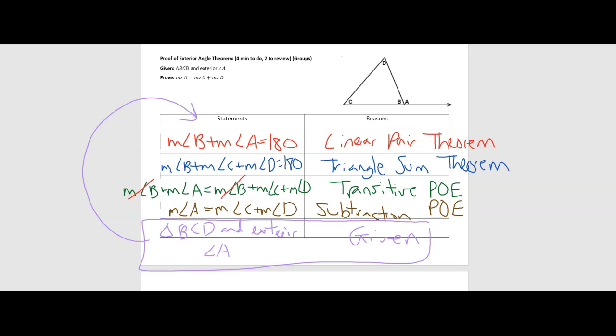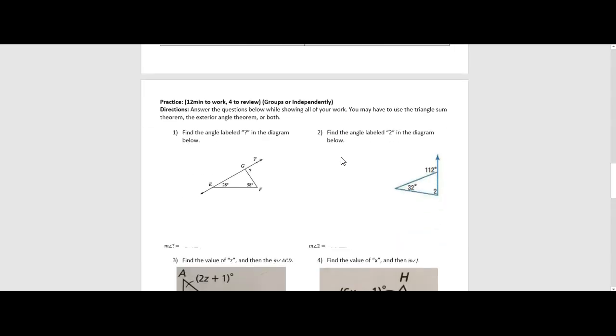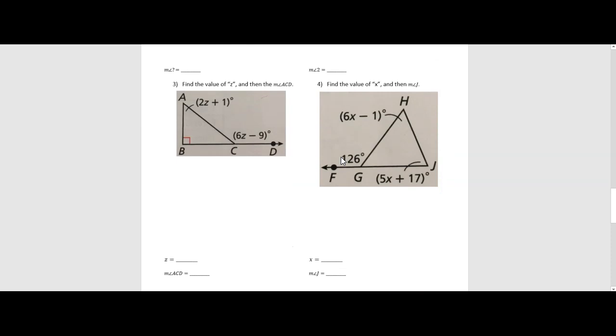Okay, let's see what's next. Remember, we can now use the exterior angle theorem in a future proof, now that we've proved it. Let's do one of these problems.